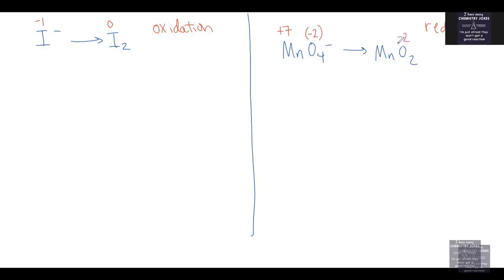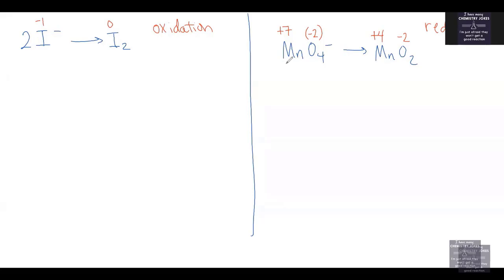Oxygen is -2. -2 times 2 gives me a total -4. So this is manganese +4. Manganese went from +7 to +4. Manganese gained electrons. Okay, back to the balancing. Rule number 3 says balance the atoms other than oxygen and hydrogen in each half reaction. So I've got 1 iodine, 2 iodines, 2 I- yields I2. Manganese, 1 on each side.